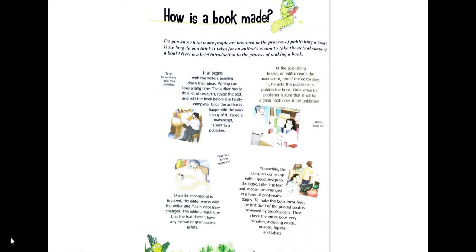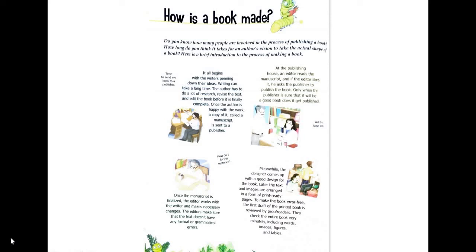Once the author is happy with the work, a copy of it, called a manuscript, is sent to the publisher. Once the author is very much happy and content that yes, the content is very good and now he can publish the book, he makes a copy of that book, and that copy is known as manuscript, and that manuscript is sent to the publisher so that the procedure can move on.